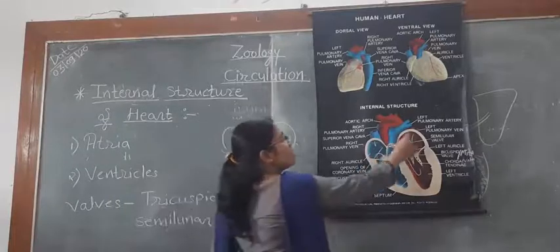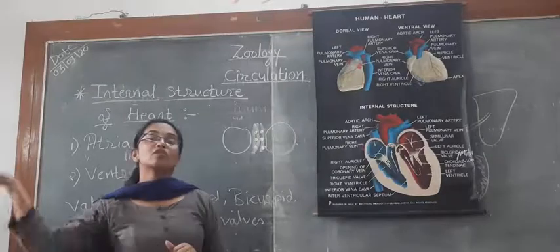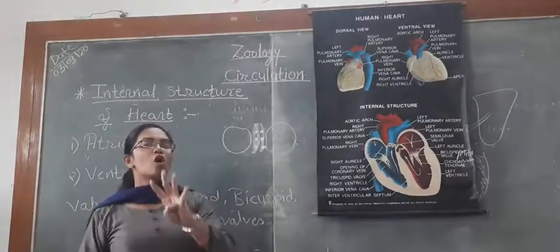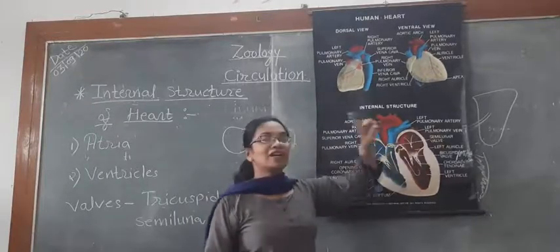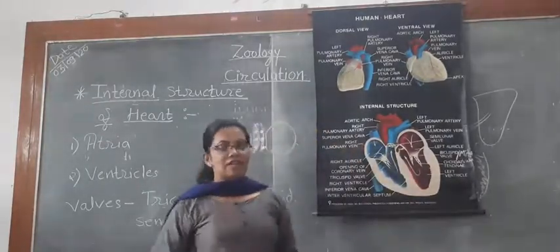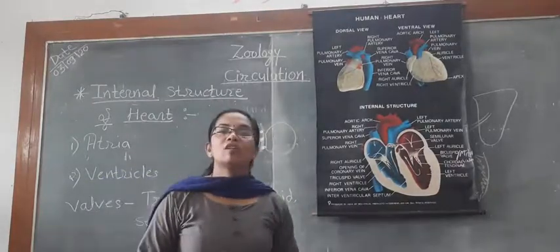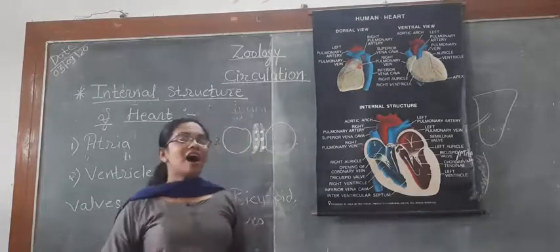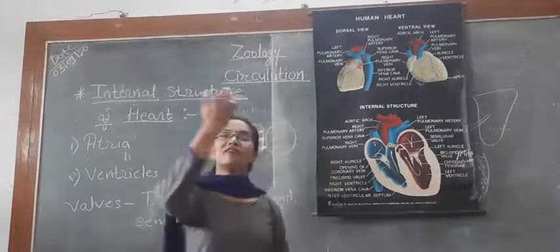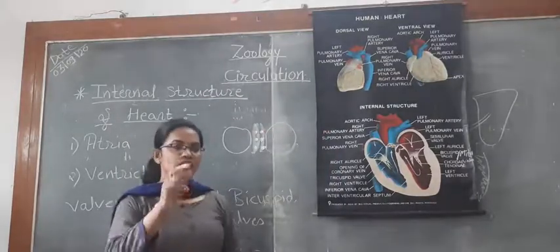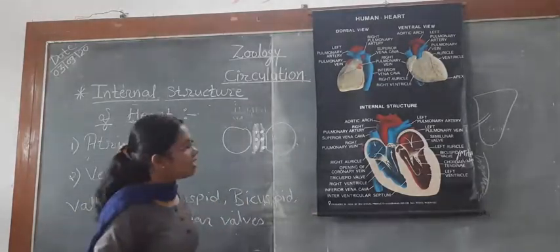Then the left atrium generally collects the oxygenated blood which comes from the lungs, and there are four openings of the pulmonary veins. The term pulmonary is related to lungs. Generally in the body, arteries always carry oxygenated blood and veins always carry deoxygenated blood. But in the heart, the pulmonary artery carries deoxygenated blood and the pulmonary vein carries oxygenated blood. So this is the exception of the pulmonary artery and pulmonary vein.